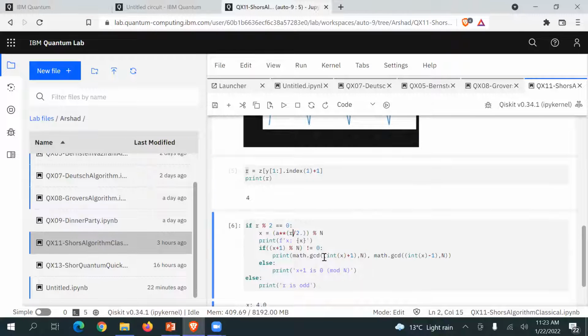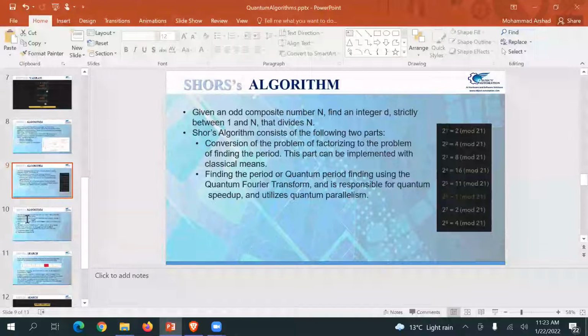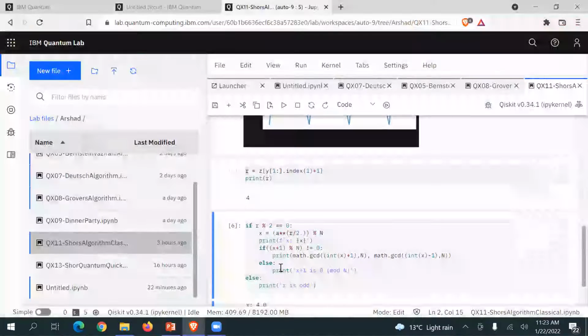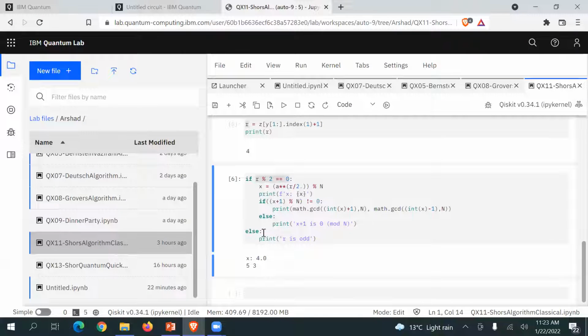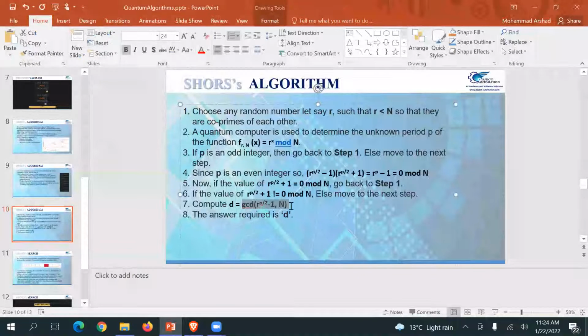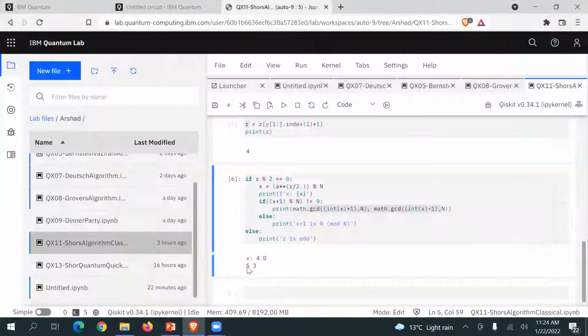Now what we are saying is that if r is even, then we perform the modulus operation. If r is odd, we have to perform the same step again. At the end, we have to find the GCD of the two numbers, and finally get the result, which is 5 and 3.